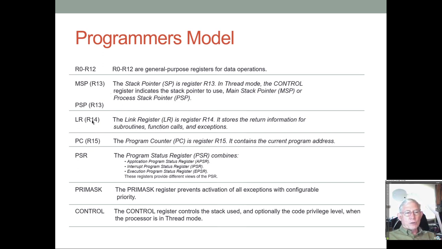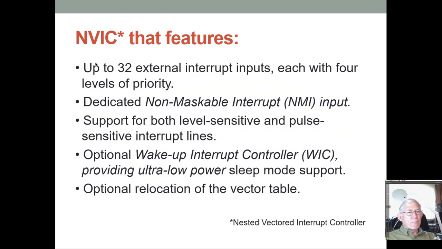And then there's also what's called a link register, which is involved in subroutine and function calls. Then the program counter, and then the status register, which has a few bits in it, including the status bits. And that's pretty much it. So 13, 14, 15, 16, 17, and that's the 17 core registers. And don't worry about the PRIMASK and the CONTROL register. They're not part of the core. All the registers are 32 bits.